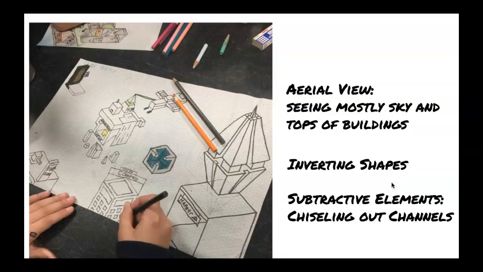This one's really fun. You don't see any street view at all. It's mostly an aerial perspective. So you get the airplane in the sky, these floating structures and doorways, and the tops of these skyscrapers.